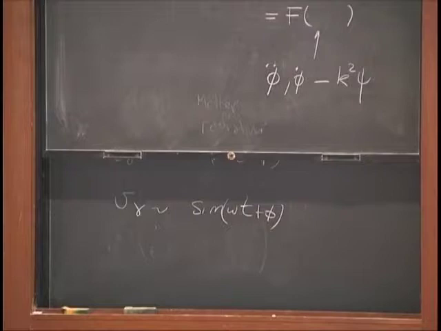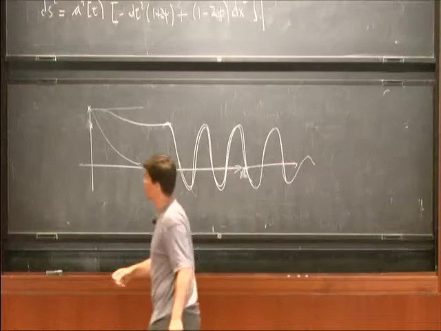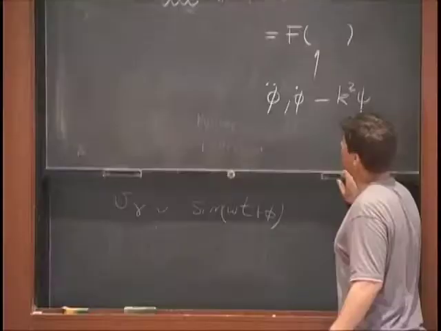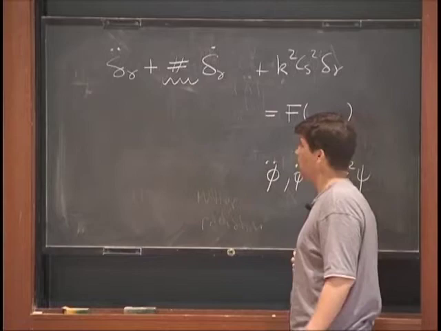Yes, these equations are written in comoving coordinates. The k is comoving. As I told him, if this was physical time, then this would need to be the physical wave number, and so it should have an a squared underneath.